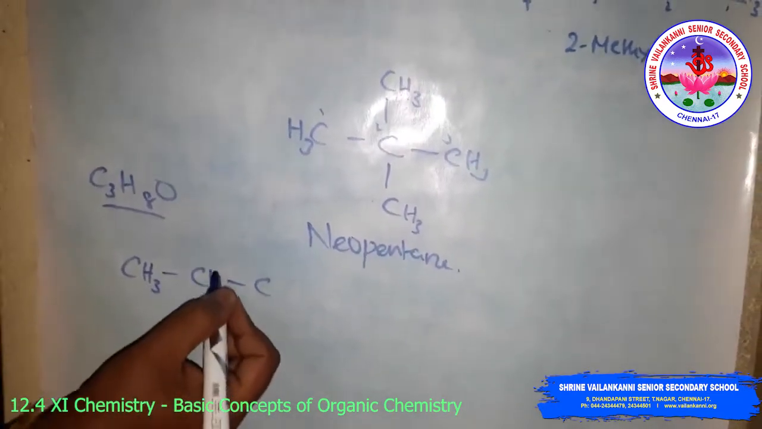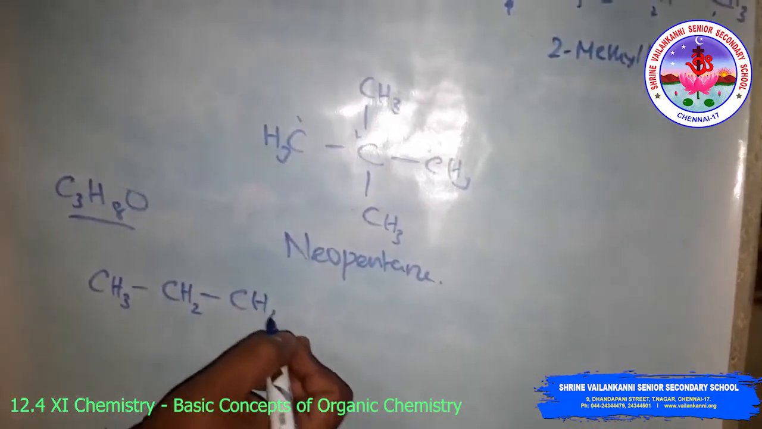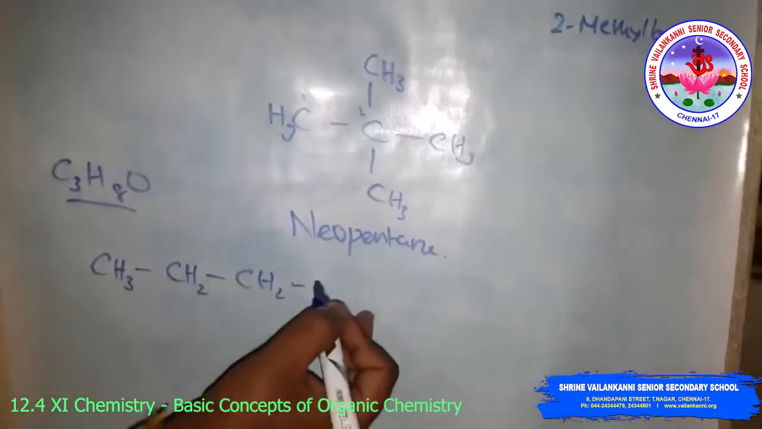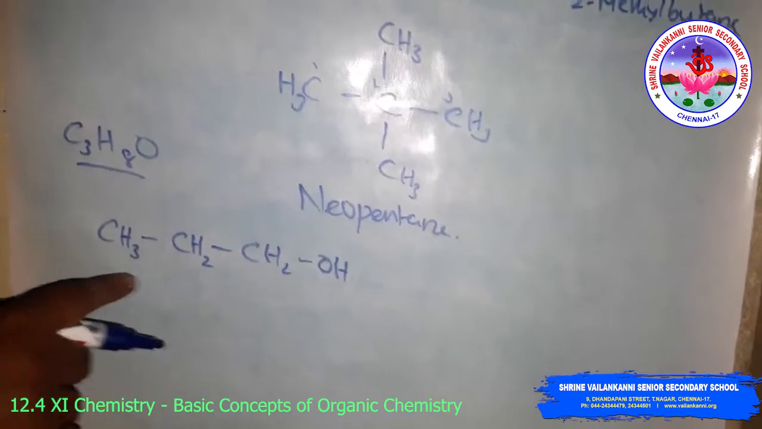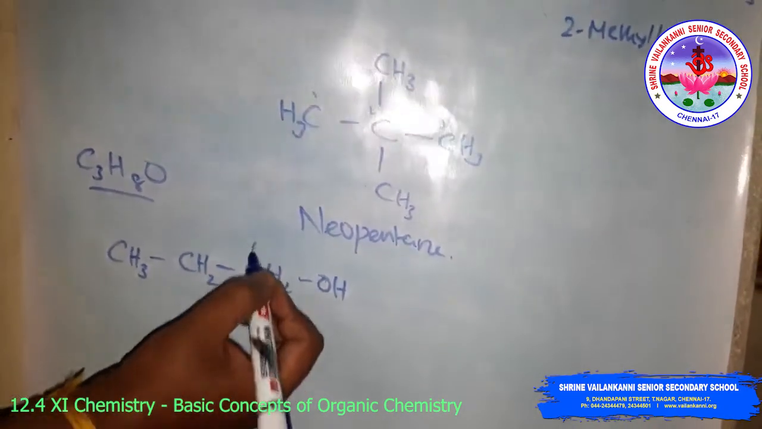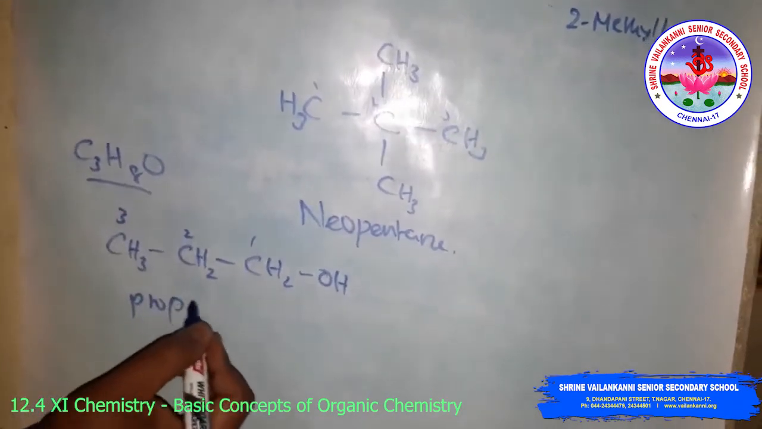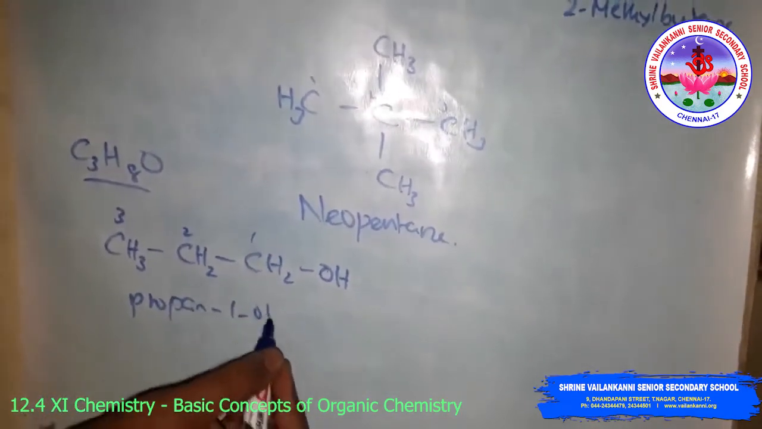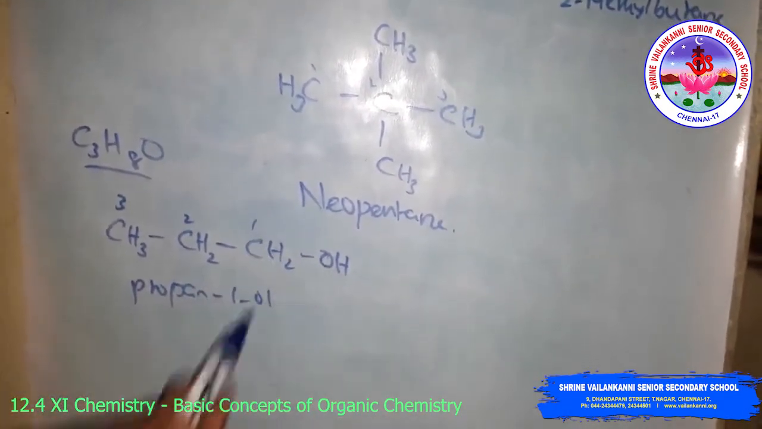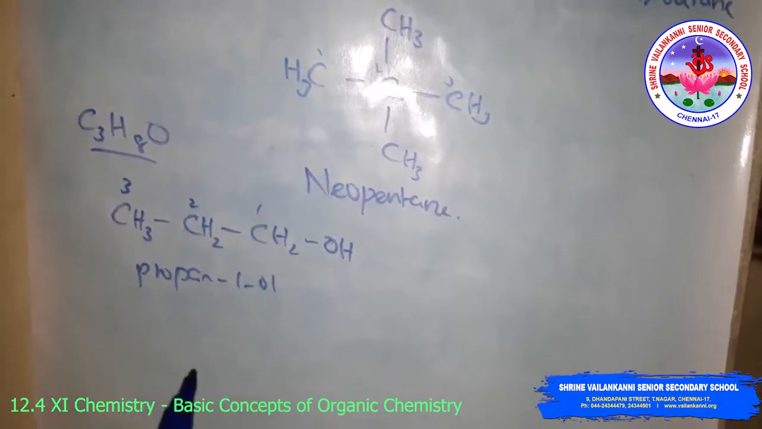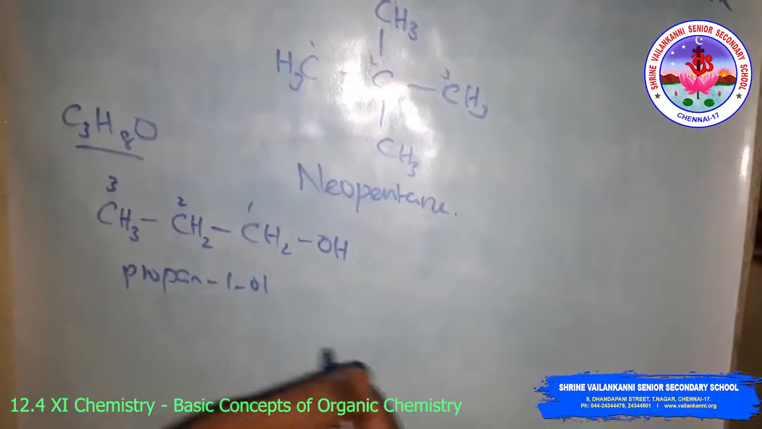Suppose using CH3, here also I am going to use CH2. Then the remaining 1 hydrogen is on the alcohol, so it should be an alcohol compound. Here this is propan-1-ol. The first position has the alcohol, so propan-1-ol. Here the position indicates the position, and the functional group indicates the alcohol compound. Another possible arrangement is also there.